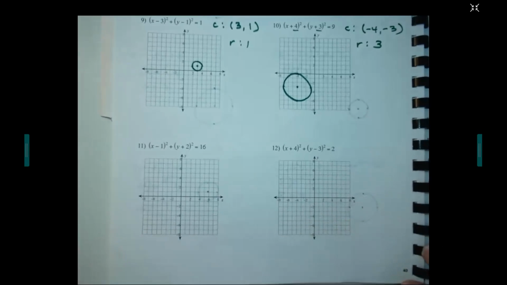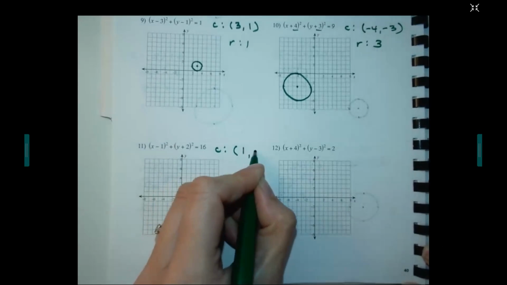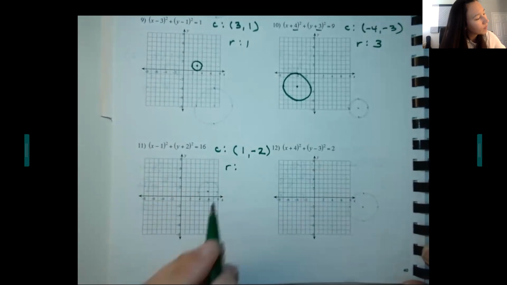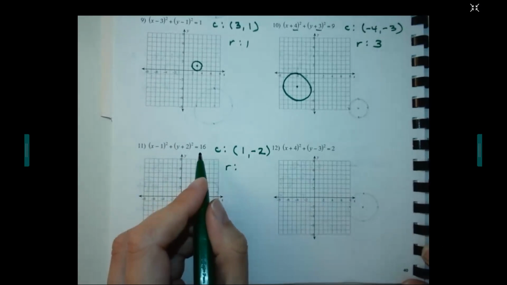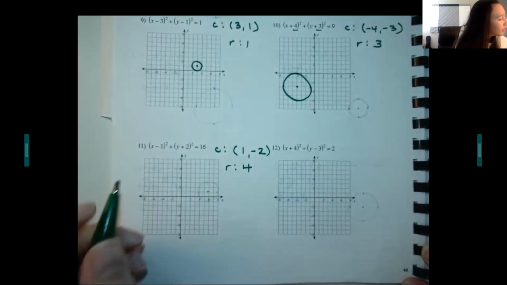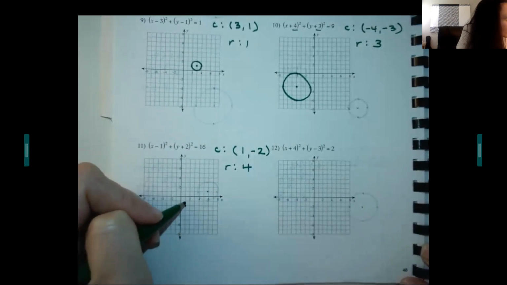I got 1 comma -2. Very good. And then my radius squared equals 16, and then I square rooted that, and it equals 4. Very good. So we go to 1, -2, and then we go up 4.